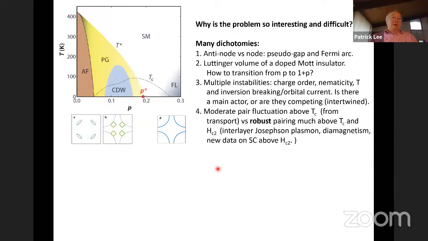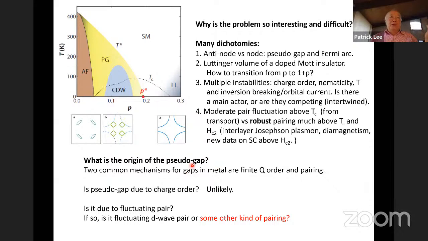So I think the basic question that we first have to face is, what is the origin of this pseudo-gap? I mean, that is the most spectacular thing that opened up this field in the first place. Well, in condensed matter physics, I know only of two common mechanisms for gap opening in a metal. One is if you break translational symmetry and have some finite Q order such as charge density wave or spin density wave, then you can open a gap at the reduced Brillouin zone edge. The second method is that if you don't want to introduce finite Q, you can have pairing. BCS shows us how you open a gap at the Fermi level.